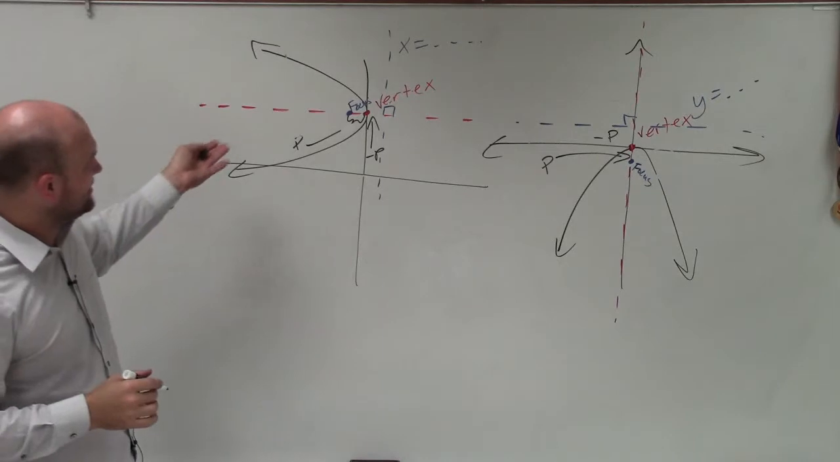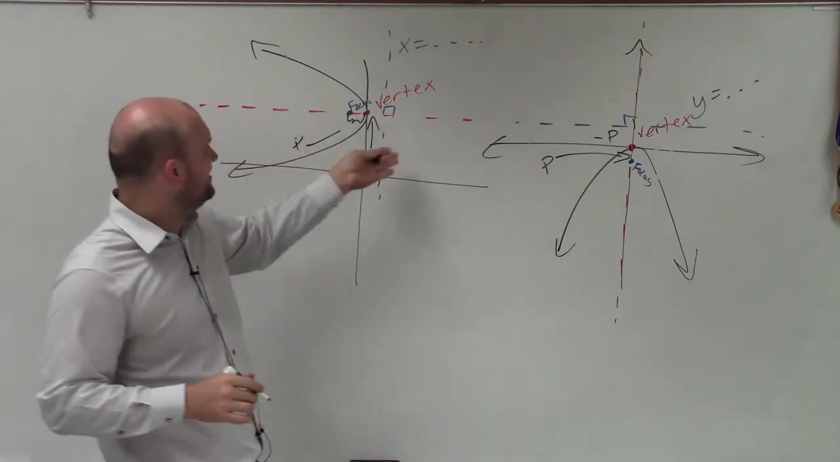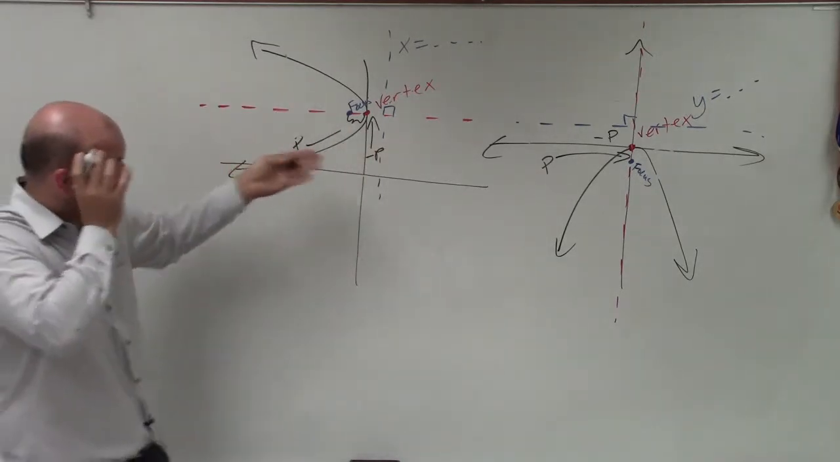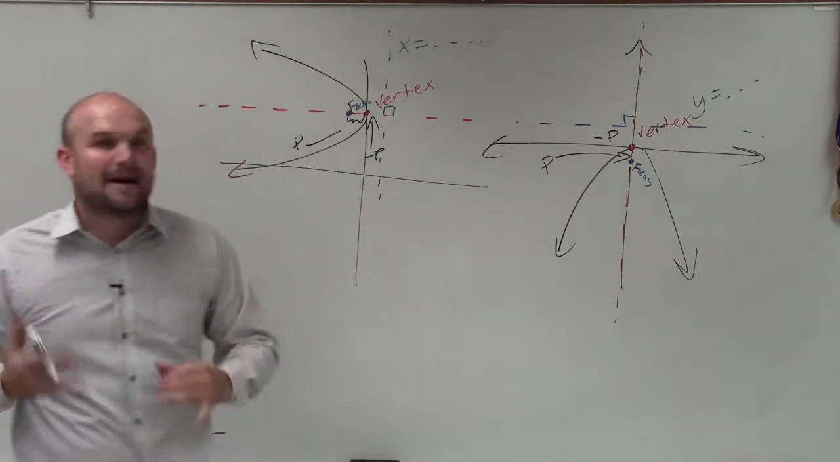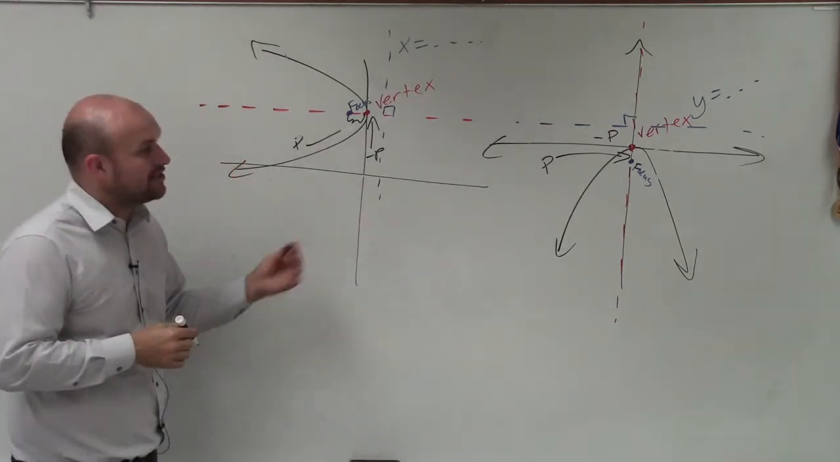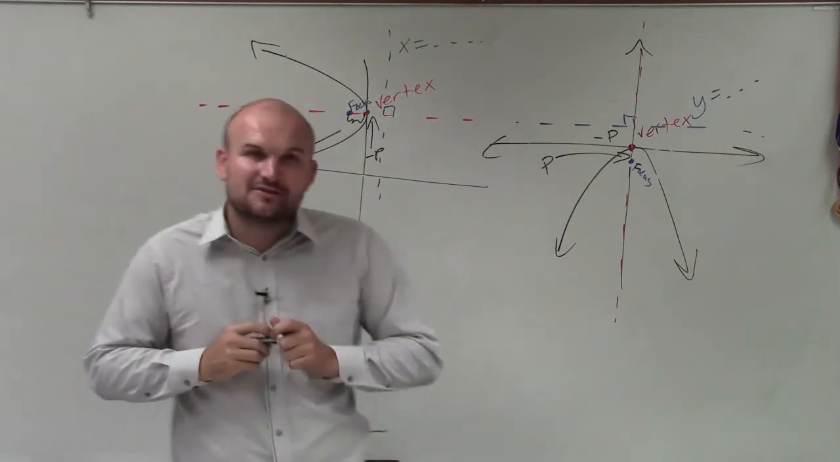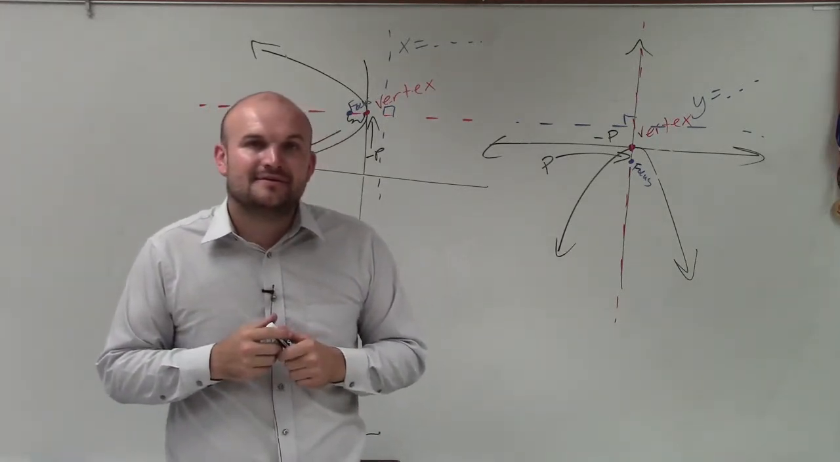And you can see both of these equations have a focus that actually goes in the negative direction, left and down. But that's okay. Just think of it as p and opposite of p. But there you go, ladies and gentlemen. Those are just your basic characteristics of a parabola.